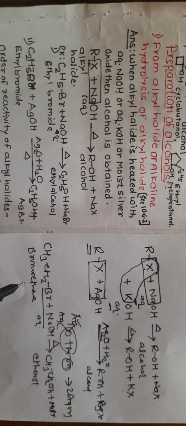You have to write more reactions by taking different alkyl groups like methyl, ethyl, n-propyl, isopropyl, n-butyl, sec-butyl, tert-butyl, n-pentyl, neopentyl, like that. And instead of this X, you can take Cl, Br, I, plus NaOH or KOH or AgOH. I have taken only one example here.